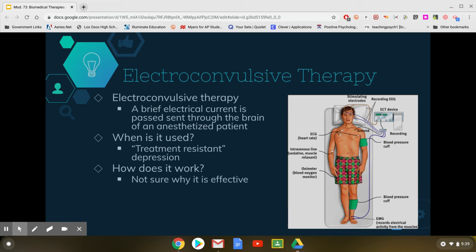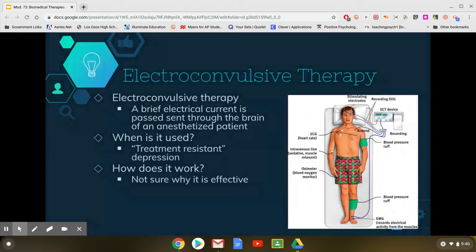But in fact, ECT is one of the most effective treatments that can be used with someone who has otherwise treatment-resistant depression, meaning that person has gone through various different types of psychotherapies, has been on various different antidepressants, and yet their mood is still extremely low, often to the point of constant suicidal thoughts.